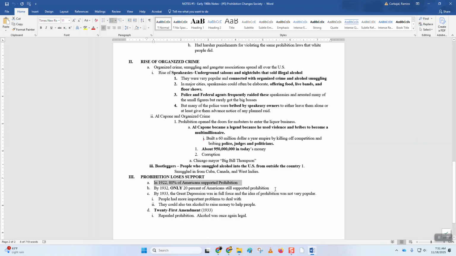Right? We got rid of it to get rid of all the problems of society, and those problems are still there because people still drink. They just drink illegally, and now we have all these new problems that have to do with the mafia and the violence and the corruption. So there's also something else that happens in the 1930s. That is the Great Depression.